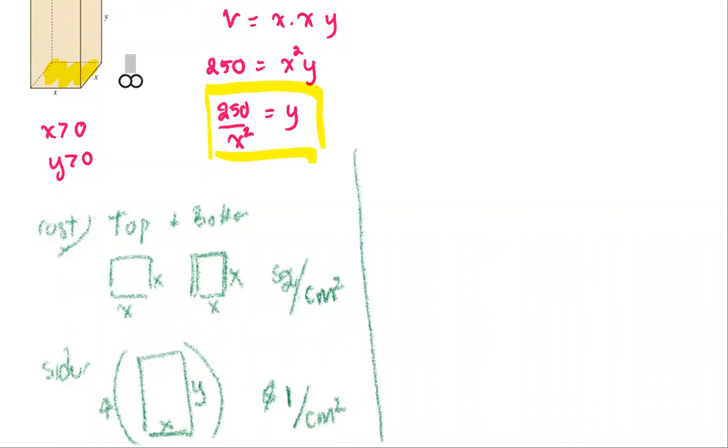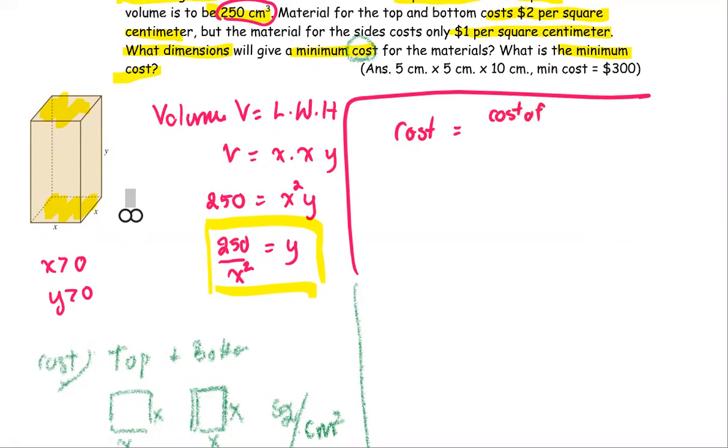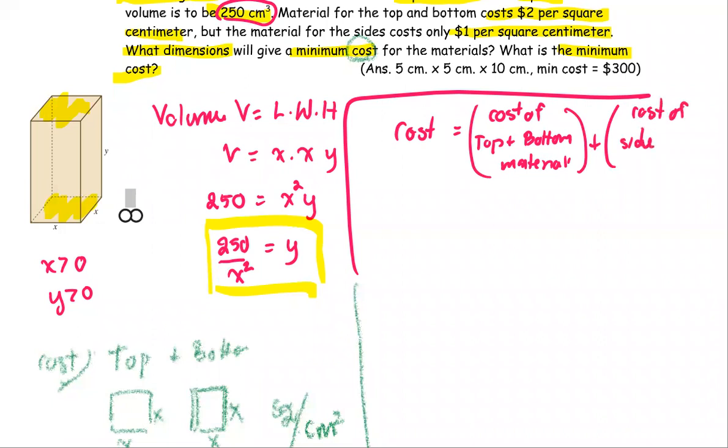From the prep information here, we're going to put it together as we build the cost function. The cost function, or the total cost, will be the cost of the top and bottom material plus the cost of the side material, the four sides. We use the C notation for the cost.